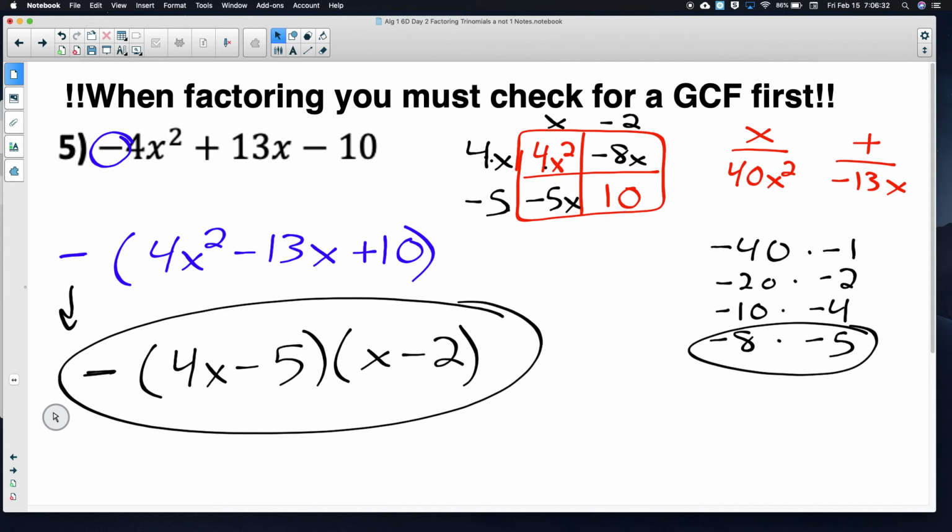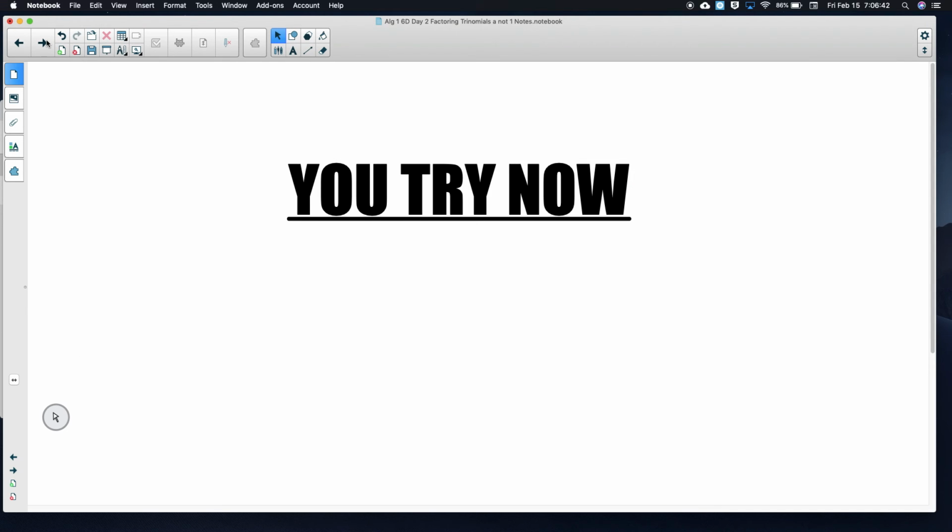Alright, so this is a very important skill, guys. You've got to make sure you know how to use the box and how to organize that factoring by grouping. So what I want you to do, try out those try nows. We'll go over those the next time I see you.